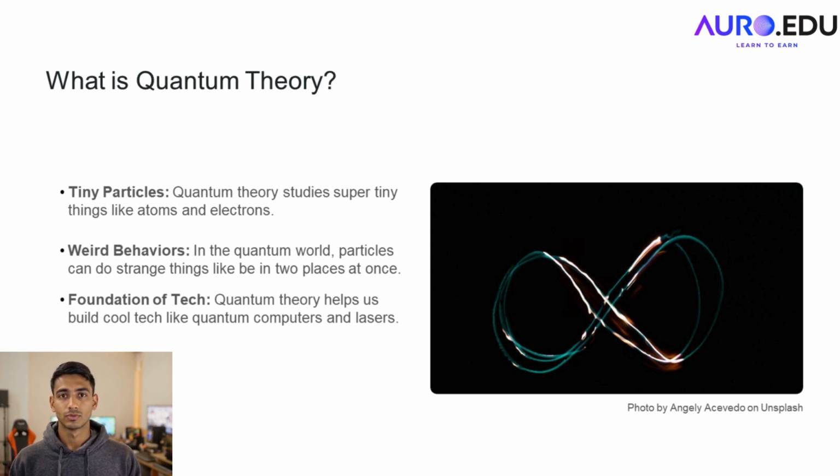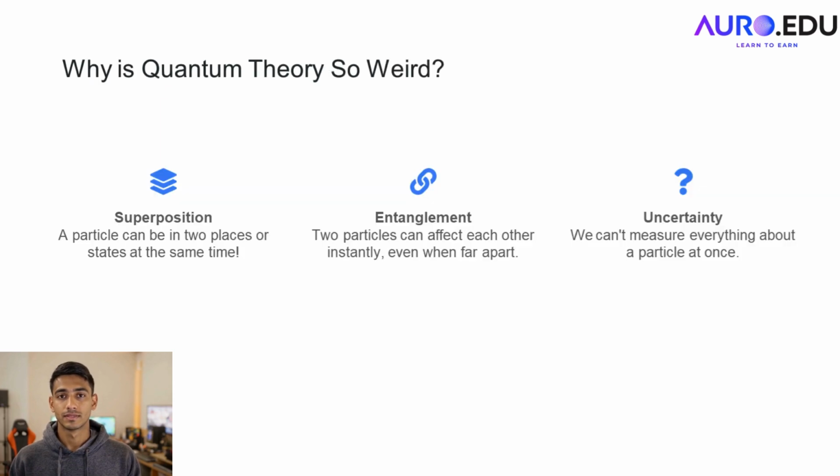Quantum theory can seem totally bizarre. Imagine a coin spinning in the air. It's both heads and tails until you catch it. That's kind of what superposition means in quantum physics. Then there's entanglement, where two particles are mysteriously linked, even if they're on opposite sides of the galaxy. And finally, Heisenberg's uncertainty principle tells us that we can't know everything about a particle at the same time. It's weird, it's wild, and it's all real science.